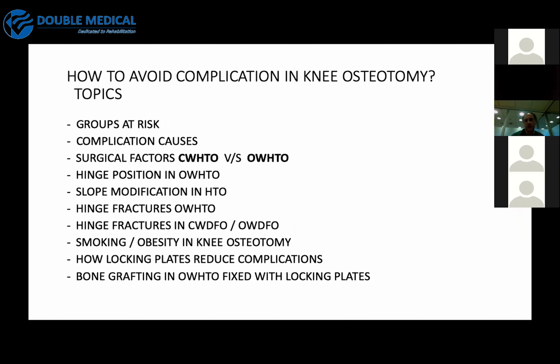So maybe when we're speaking about this difficult surgery, and my lecture tries to speak about complications, let's try to do something about how to avoid complications in knee osteotomy. Maybe this is more important to the surgeon who is starting with that technique. So the topics we touch in that lecture: we will search for the groups at risk that some of the previous speakers have shown. We will see the complication causes. We'll talk about surgical factors and how we can respect the lateral cortex to avoid fractures and to avoid nonunion and malunion.